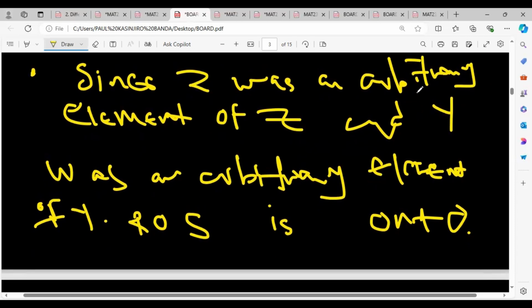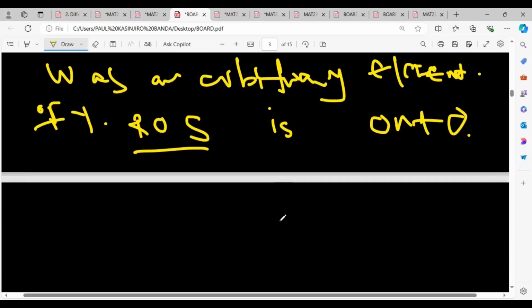So you say if z was an arbitrary element of set Z and y was an arbitrary element of the set Y, then R of S is actually onto. Okay, so that's how you solve the first one. And then we go to B2.